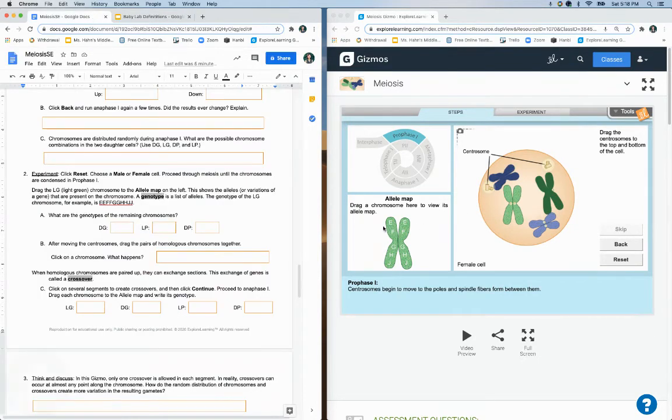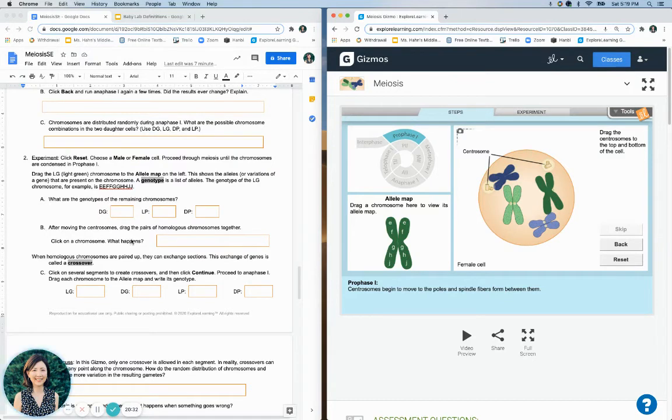Okay, so let's go back and look. These are alleles. They're the variations of the gene. And so the genotype is the actual allele. So the genotypes are the names of alleles. So this genotype is EE, FF, GG, HH, JJ. So those are the alleles because you have two of each. And they should be the same because this is just a duplicate of this. Okay. And then it's asking you what the genotypes are of the remaining chromosomes. So what are the alleles? So this would be little e, little e, little f, little g, little h. And you're going to do that for the dark purple and light purple. And then after moving the centromeres, drag them.